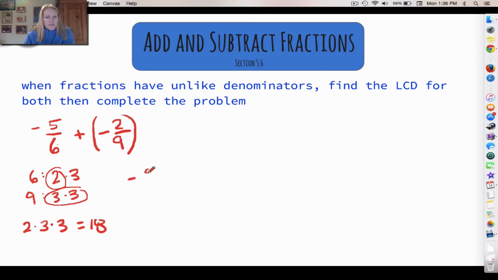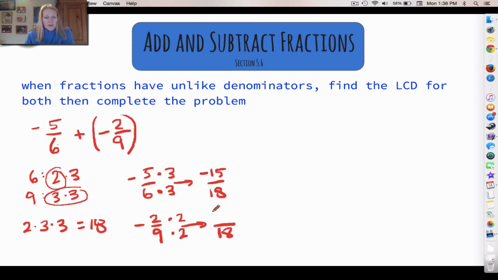So for -5/6, I'm going to multiply both of these by, you guessed it, 3. I'm going to turn this fraction into -15 over 18. And the other one, -2 ninths, I'm going to multiply both of these by 2 to get it up to 18, because I need that denominator 18, and -4, and again it's negative. So now my new problem has become -15 over 18 plus a -4 over 18, okay?